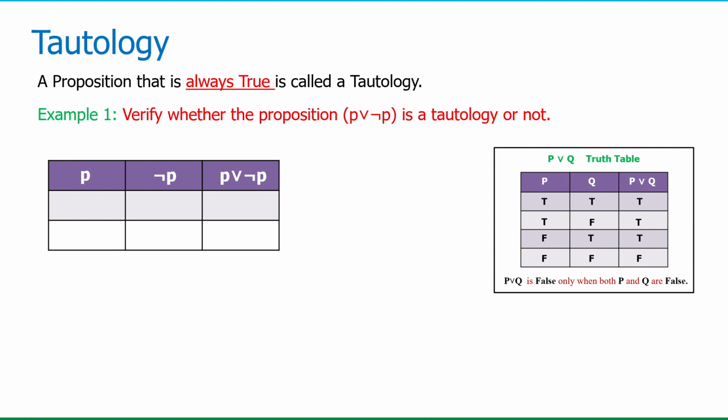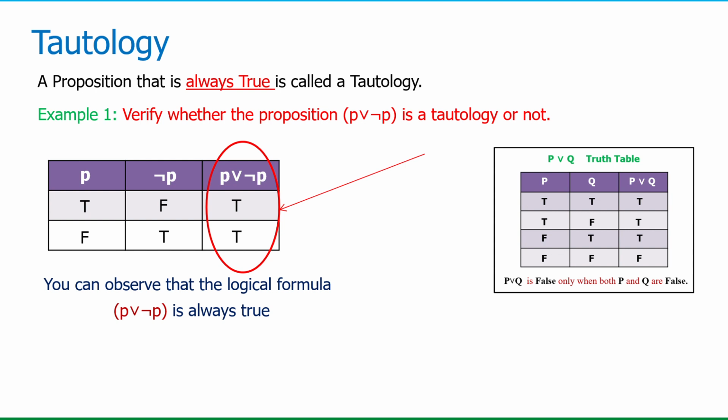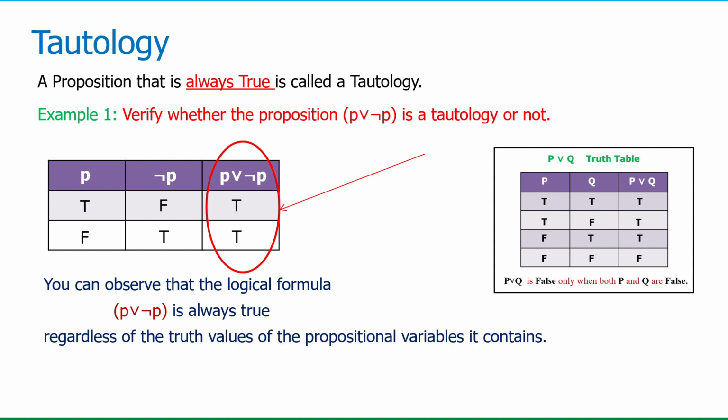If P is true, then negation P will be false and P disjunction negation P will be true. If P is false, then negation P will be true and the final result will be true. You can observe that the logical formula P disjunction negation P is always true, regardless of the truth values of the propositional variables it contains. Hence, the proposition P disjunction negation P is a tautology.